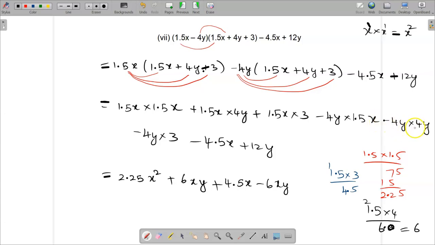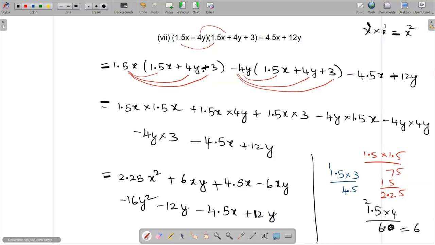Then minus 4 into 4 it is what? 16. Y into y it is y square, as that of x into x is x square, similarly y into y it is y square. Minus 4 3s are 12 and then y variable. Here minus 4.5x plus 12y.